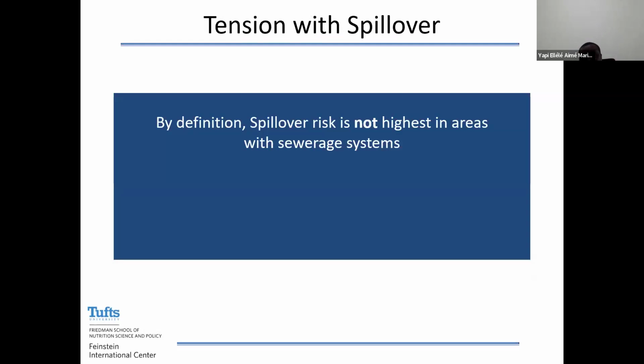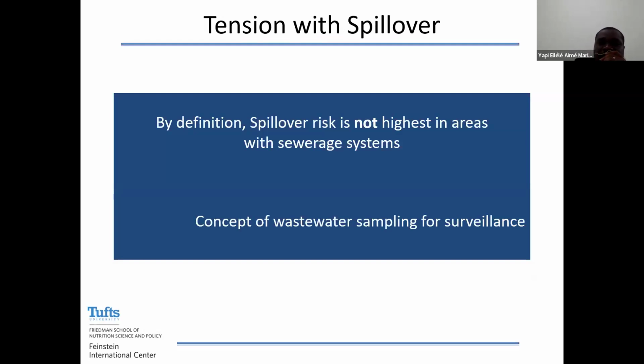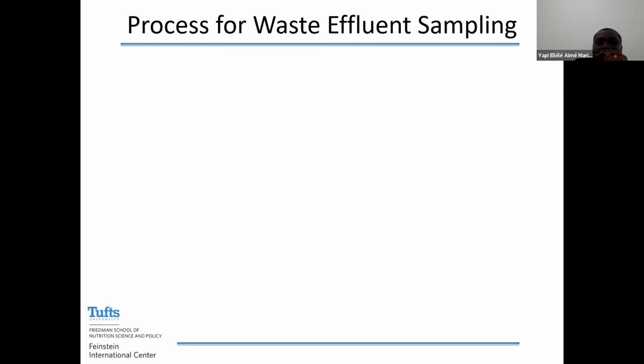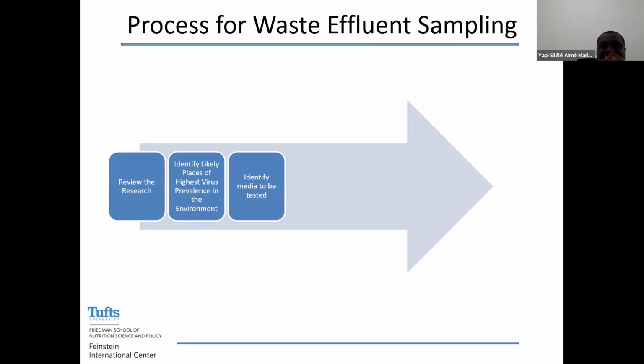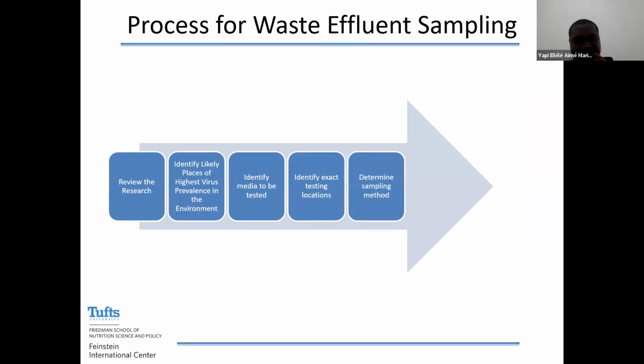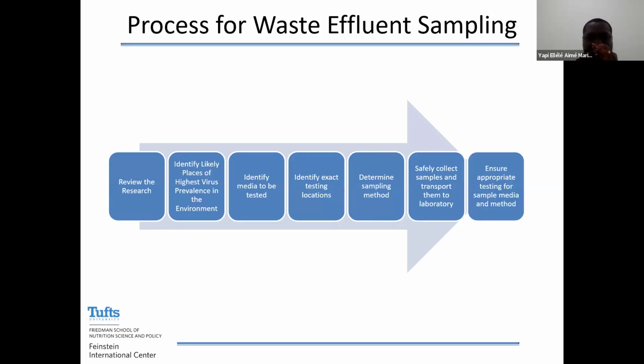By definition, spillover risk is not highest in areas with a sewage system. So the concept of wastewater sampling for surveillance in spillover is novel, very novel. What is the process for waste effluent sampling? The first step is to review the research. After that, we identify likely places of highest virus prevalence in the environment. Third, we identify media to be tested. After that, we identify the exact testing location. We determine the sampling method. And finally, we safely collect samples and transport them to the laboratory to ensure that we use appropriate testing for the sample media and method.